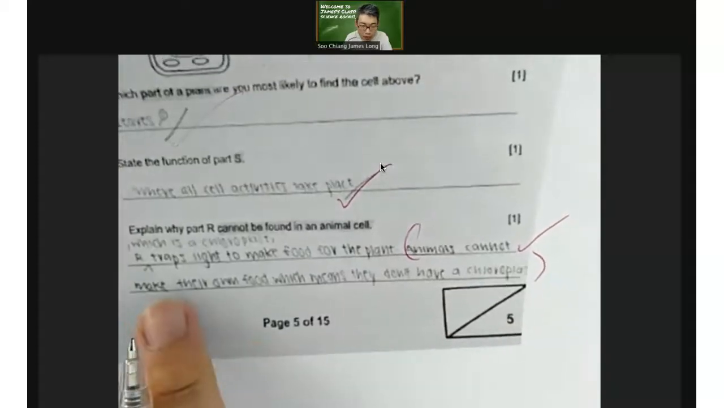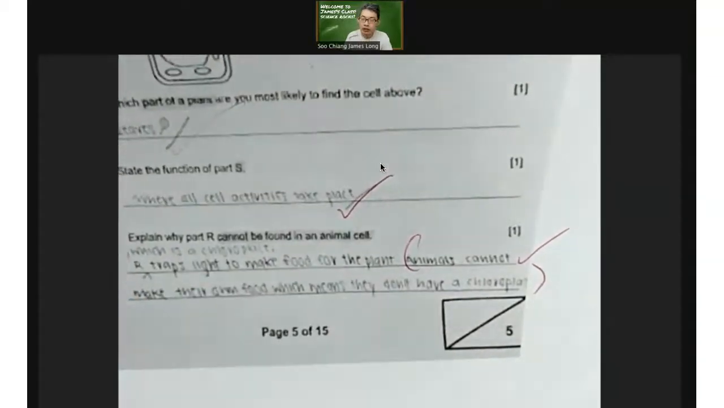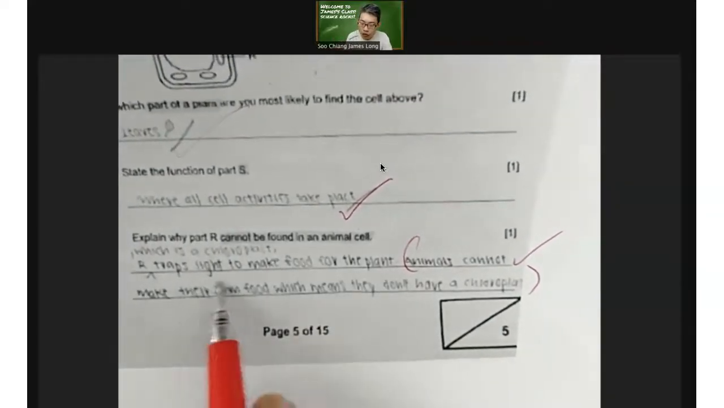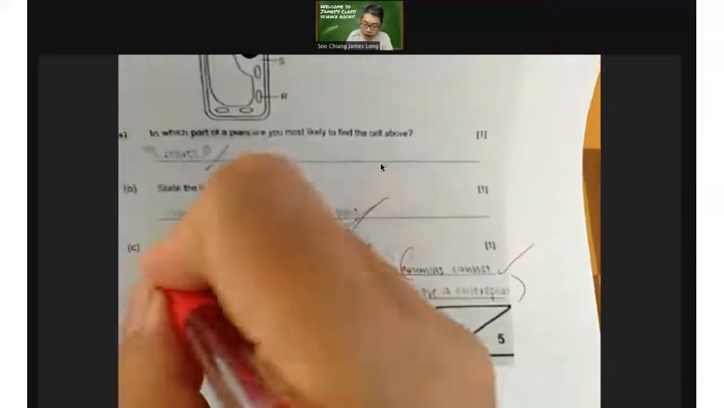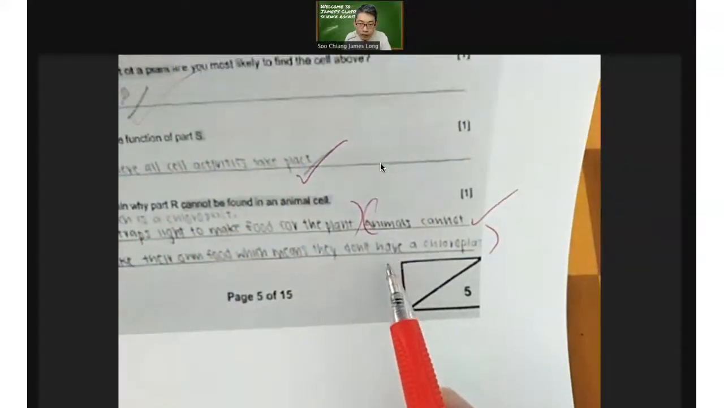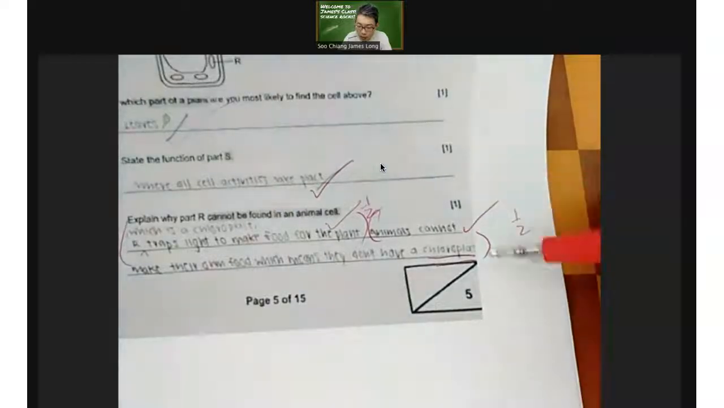And it's good that this student put down R, which is chloroplast. So this child proves to me she knows what R is. She knows the function of R is to trap light and make food. Very good. Animals cannot make their own food. I think it is very good to include this. Alright, I think this part here is worth half a mark because you need to tell me what chloroplast is, and she did so here. Okay. Very good. So this is all correct. Next one.